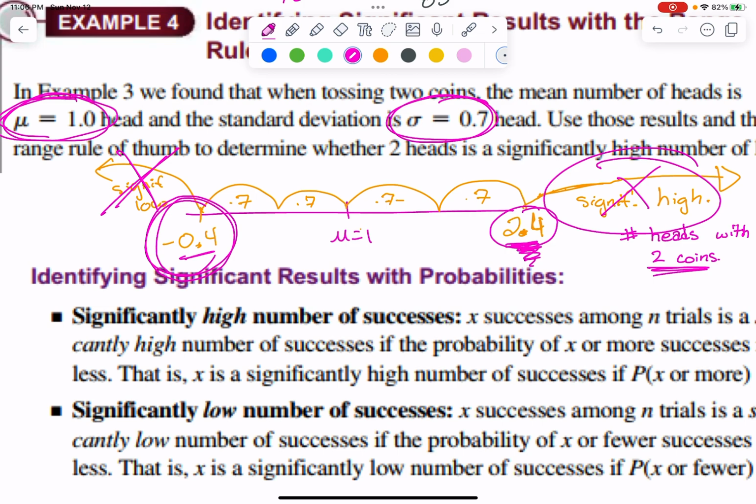Okay, so with 2 coin flips, there is not a significantly high number. If we were flipping it 10 times, you might say, okay, anything greater than 8 heads out of 10 coin flips is going to be a significantly high number. But with 2 coin flips, you don't really have any significant values because you're only flipping it twice. Okay? All right, hopefully that made sense.